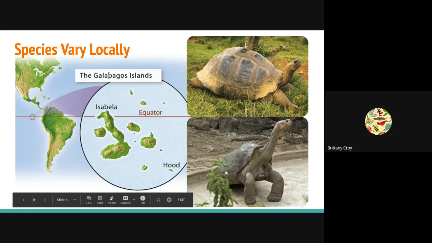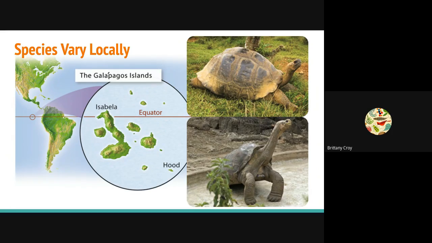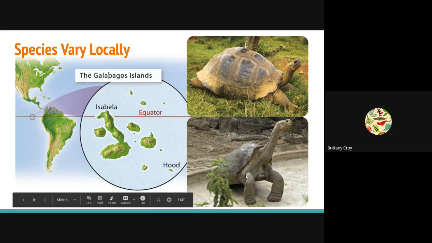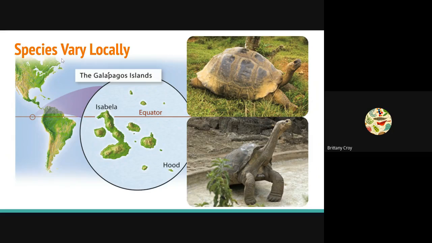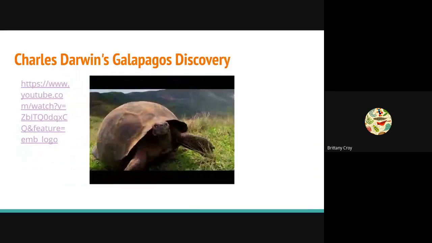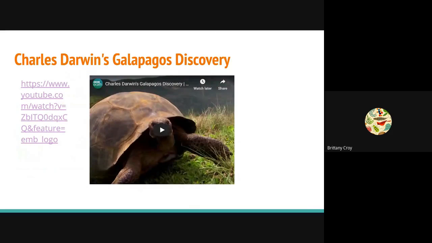So Darwin noticed that two places that were located close to each other had similar species, but they were slightly different. We describe this as the ability of species to vary locally. Species in the same area have slight differences depending on their environment. Here's a nice video that explains it if you're interested.